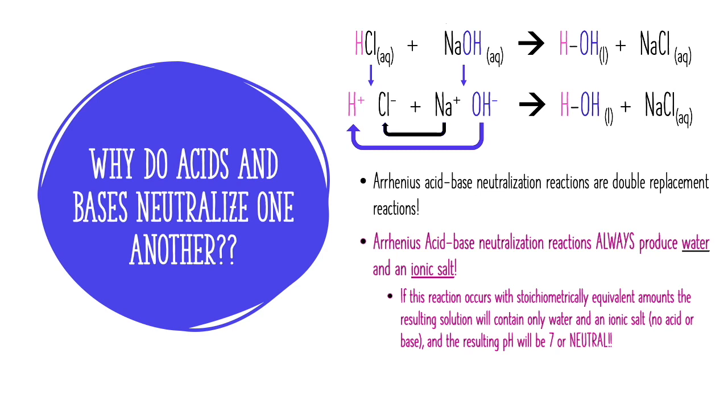This is going to be the same anytime we have an Arrhenius acid reacting with an Arrhenius base. The only difference will be the identity of the ionic salt that's formed. So in an acid-base neutralization reaction, we are always going to have water and an ionic salt produced. And if this reaction occurs with stoichiometrically equivalent amounts of acid and base, then the result is plain salt water with no acid or base left over. And the resulting pH will be 7 or neutral.